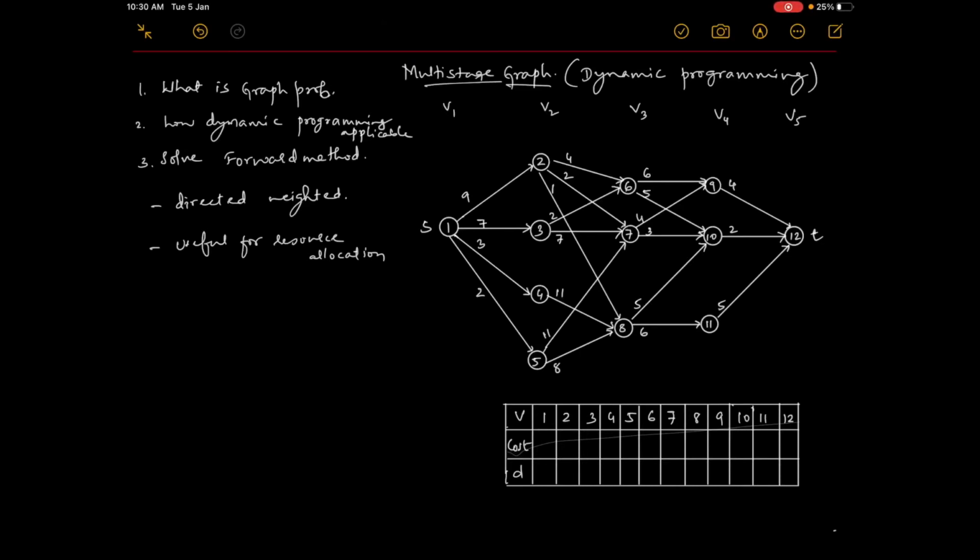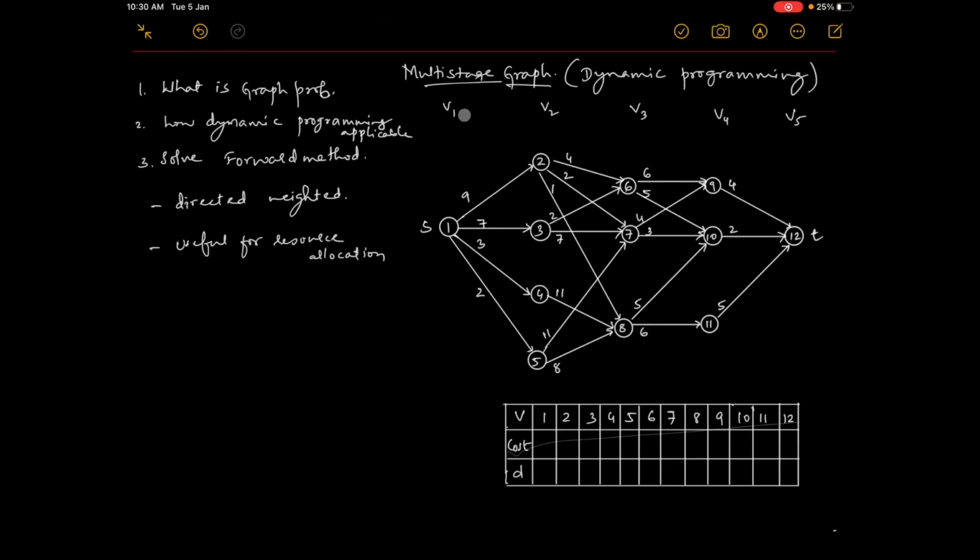Good morning. Now we will see multi-stage graph. It is a problem under dynamic programming. We already know what dynamic programming is. At each stage, if we take a decision, then we call it dynamic programming, and it should be an optimization problem.